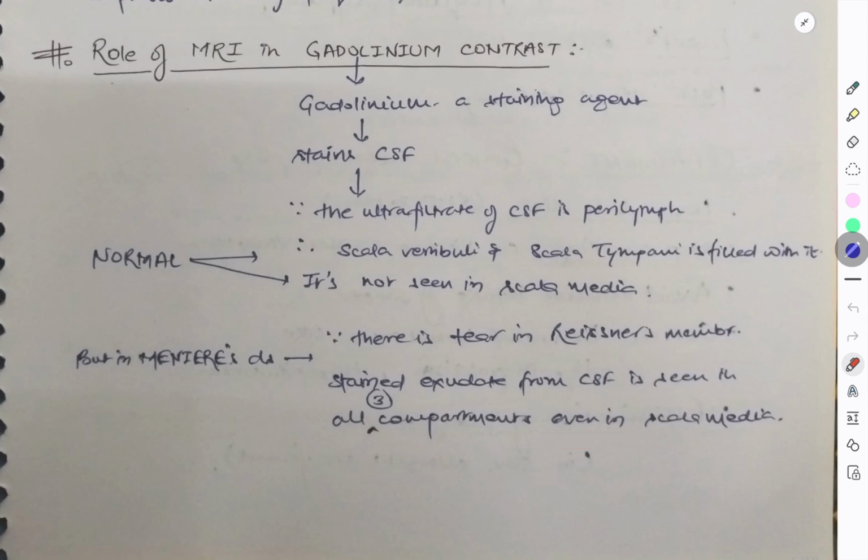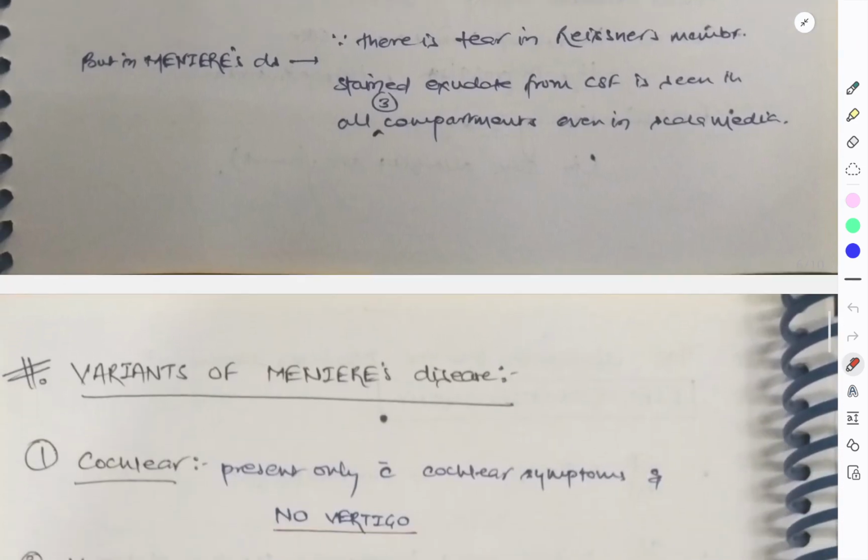That was not normally seen, and because of these micro tears, perilymph is coming outside, and since perilymph is a CSF ultrafiltrate, it will also be stained. So this is the role of MRI gadolinium contrast.